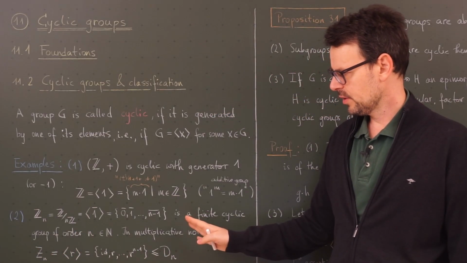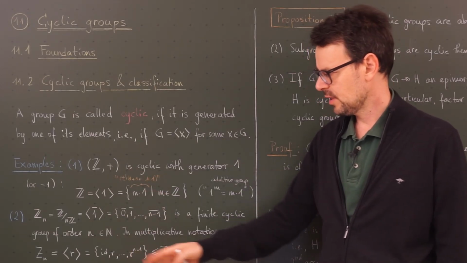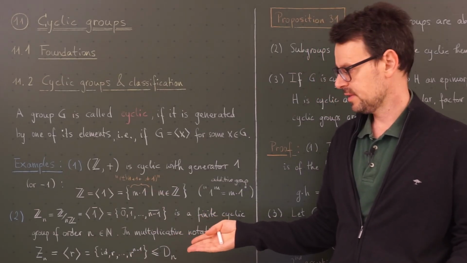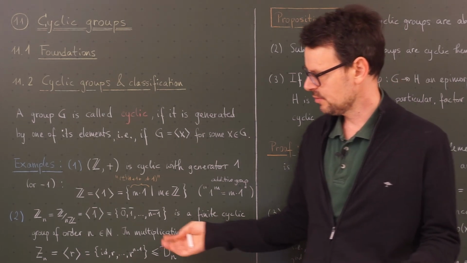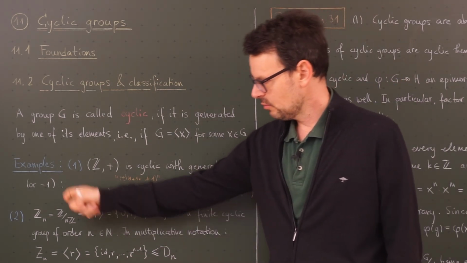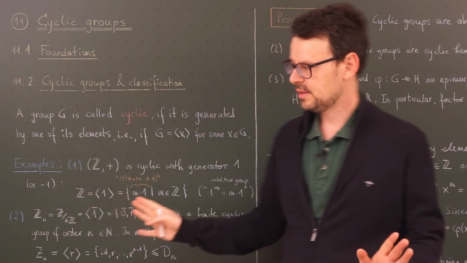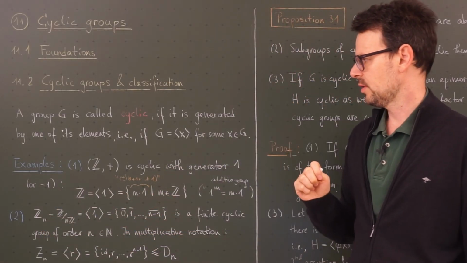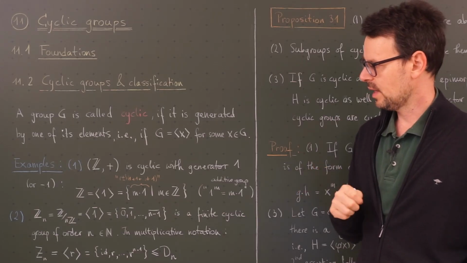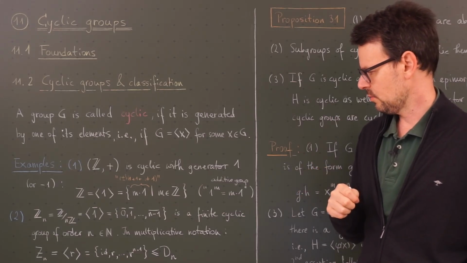And shortly we are going to see that those are actually the only examples that exist. Up to isomorphism, a cyclic group is either this here or this here, and that's it. This is what we are going to show when we talk about the classification of cyclic groups.